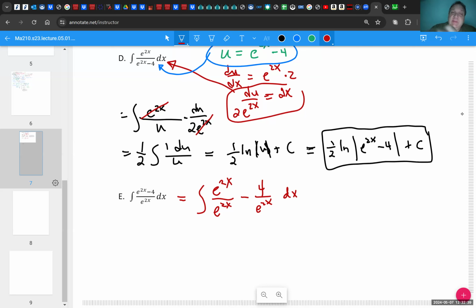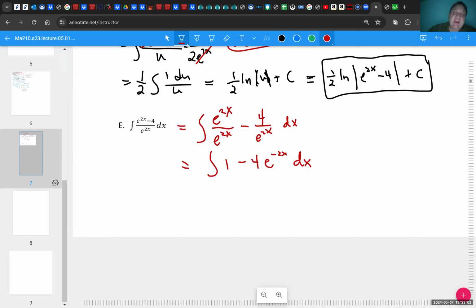Not so easy to divide by two things on the bottom, so the top one wasn't so good to do using the distributive property. e to the 2x over e to the 2x is 1. 4 over e to the 2x, I'm just going to write with negative exponents. And this is much, much easier to anti-differentiate.